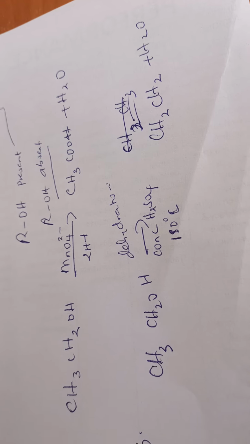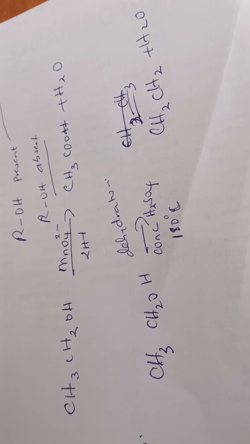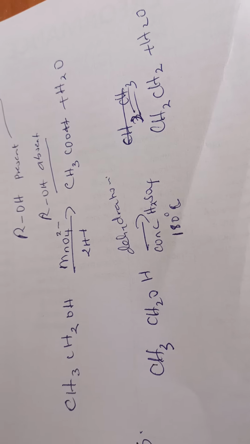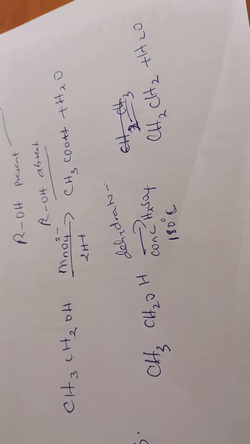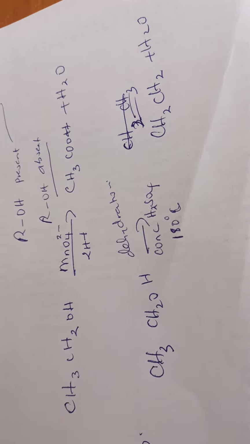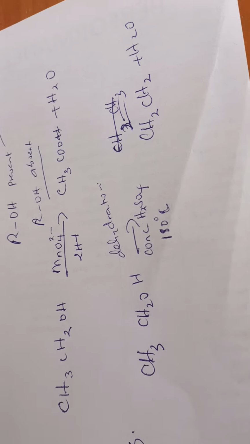Also when we have butanol, we can dehydrate it to form butene, plus water. So butanol can also be dehydrated to form butene. And the last part, so that we can finish alkanols, is their uses.